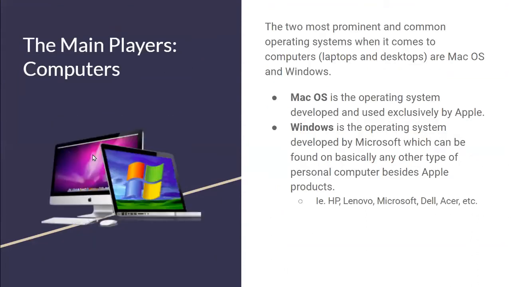The main players in computers are Mac OS and Windows. They're common operating systems that allow them to compete frequently for different functions. Mac OS is the operating system developed and used exclusively by Apple. Windows is the operating system developed by Microsoft, which can be found in basically any other type of personal computer besides Apple products, such as HP, Lenovo, Microsoft, Dell, and Acer.